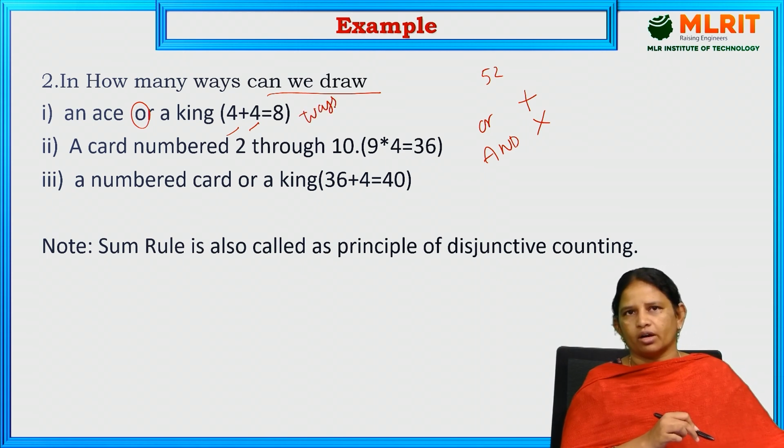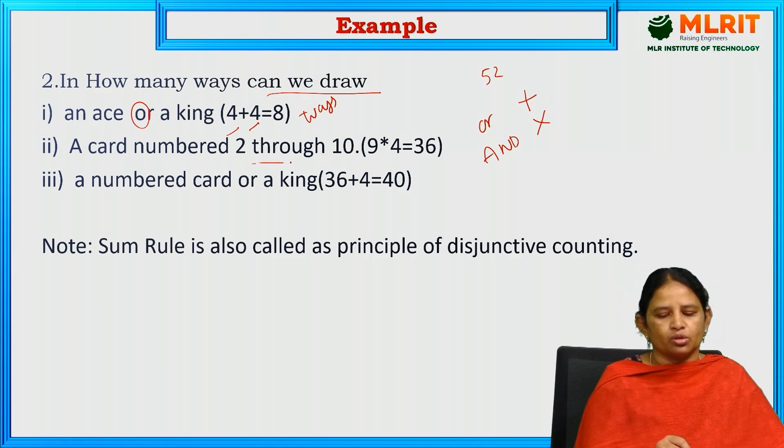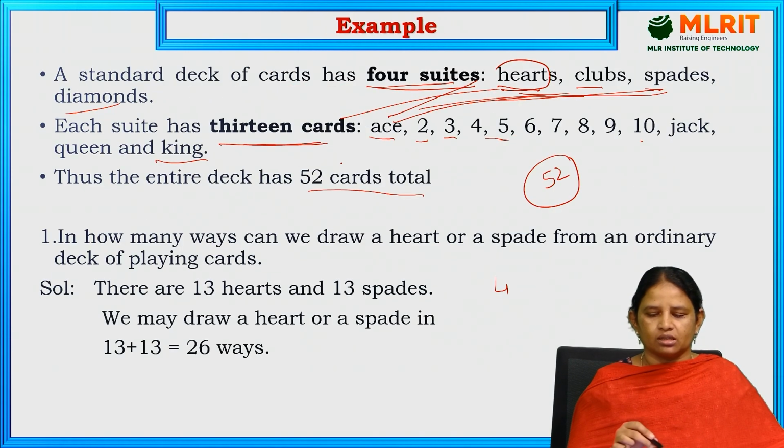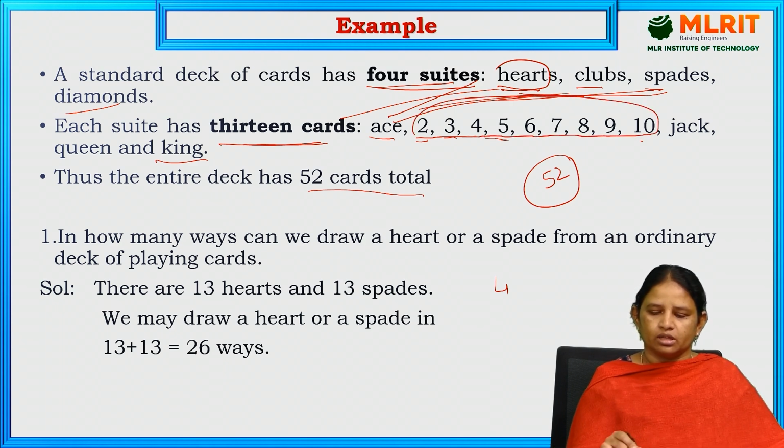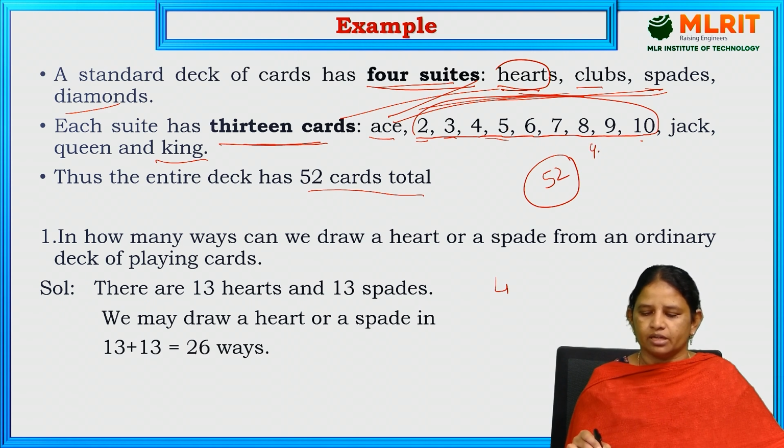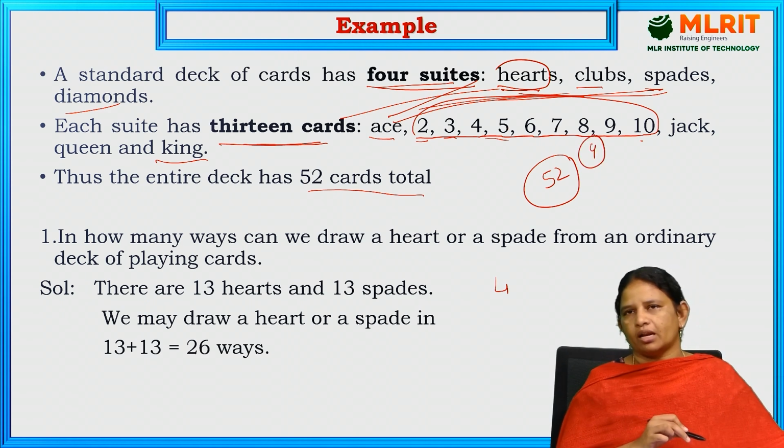So that is ace or king. Next, a numbered card through 10. How many numbered cards are there? 1, 2, 3, 4, 5, 6, 7, 8, 9, 10. Numbered cards are 9, from 2 to 10. The remaining are ace, jack, king, queen.